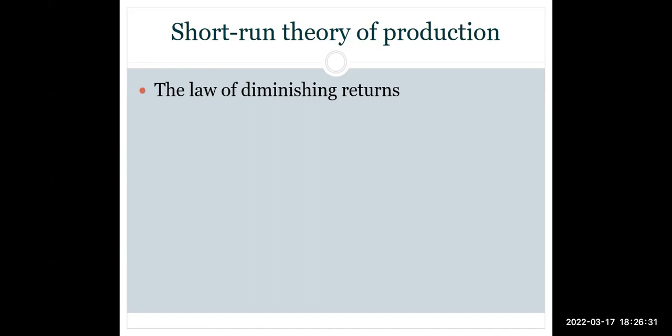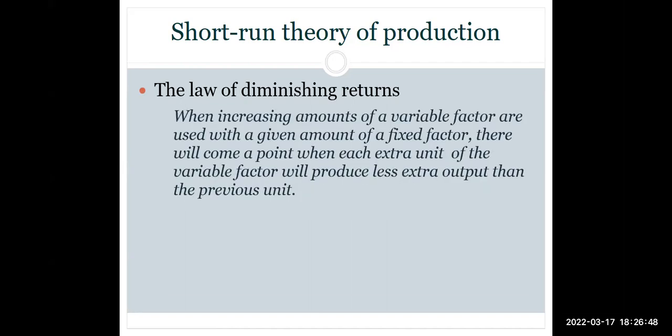As you remember, when we were talking about the utility theory, we learned about the law of diminishing marginal utility. Here, in the short run, we also observe the law of diminishing returns. What does this law say? It says that when increasing amounts of a variable factor are used with a given amount of fixed factor, there will come a point when each extra unit of variable factor will produce less extra output than the previous unit.